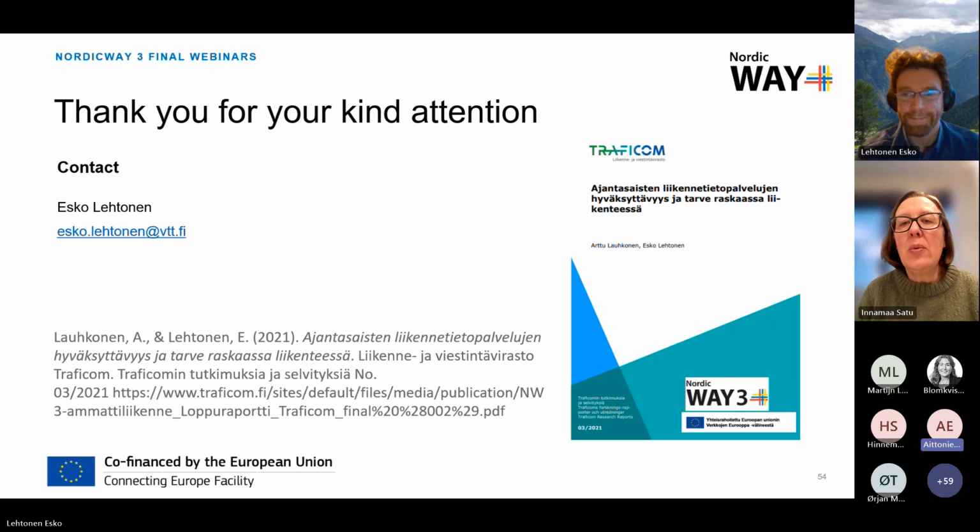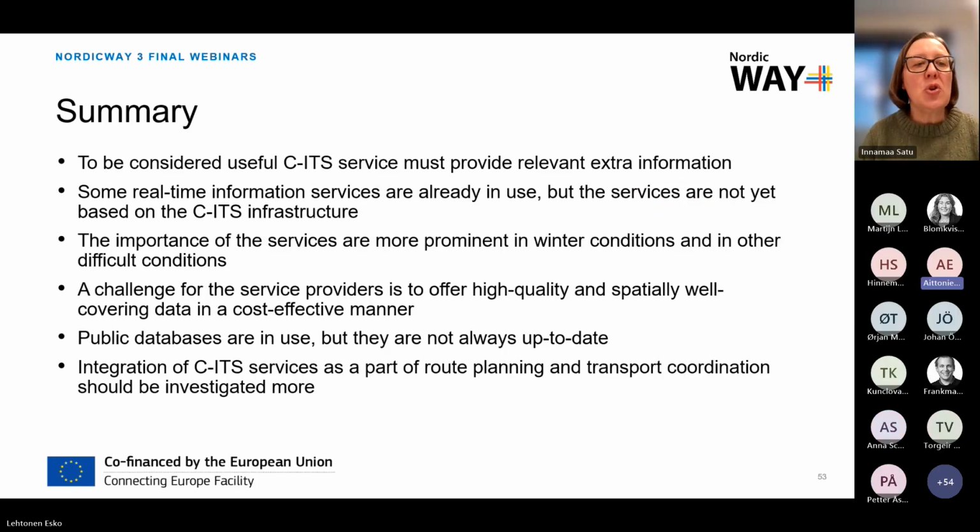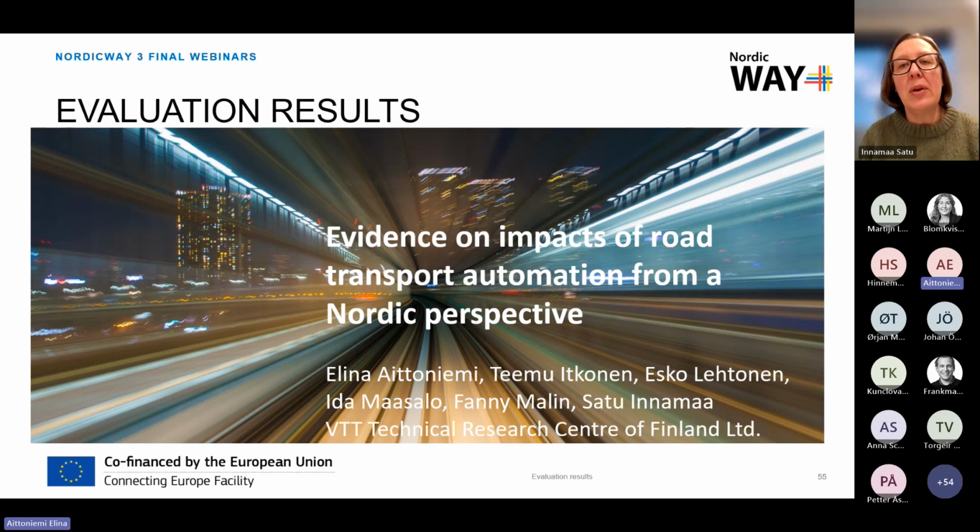Until now we have heard about CITS, and the next topic is related to automated driving. So it is also in the scope of the NordicWay 3 project. And Elina Aittoniemi, who is a senior scientist here at VTT as well, will tell about evidence on impacts of road transport automation from the Nordic perspective. So Elina, the floor is yours.